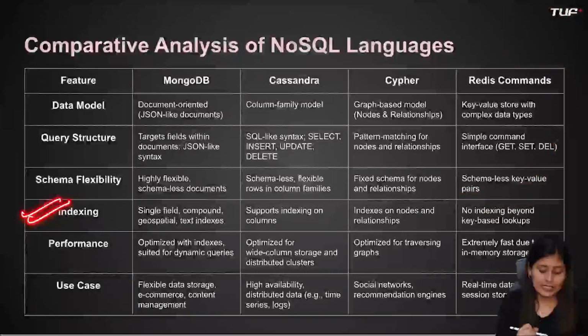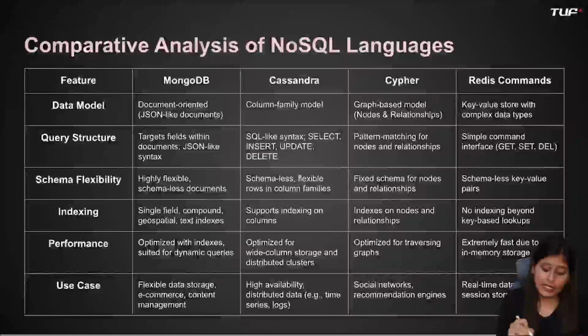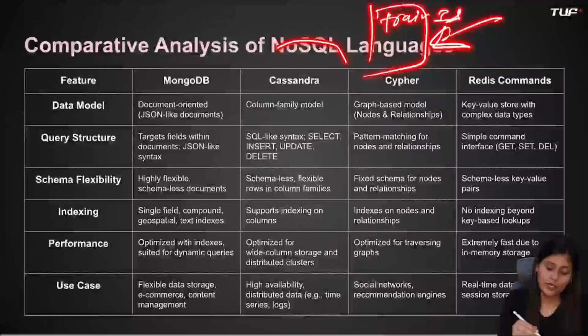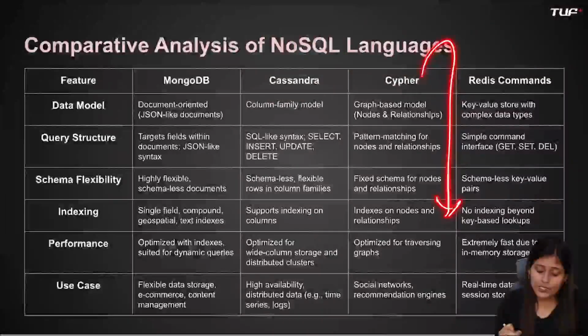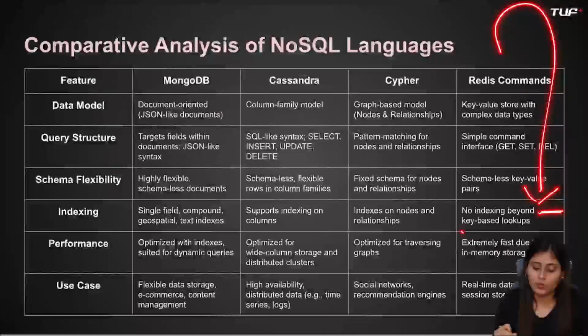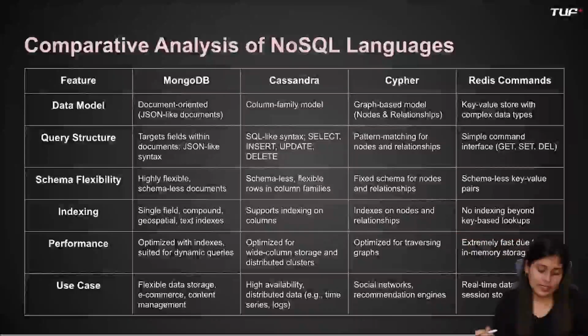If we talk about indexing, in MongoDB, single field, compound, geospatial and text indexes are allowed. Cassandra supports indexing on columns. Like how in SQL we can apply indexing on a single column, let's suppose train ID, similarly we can do here. In case of Cypher, it supports indexes on nodes and relationships both. Okay, in Redis, no indexing beyond key-based lookups. We have key value pairs where keys are already unique, so no need to apply any indexing here.